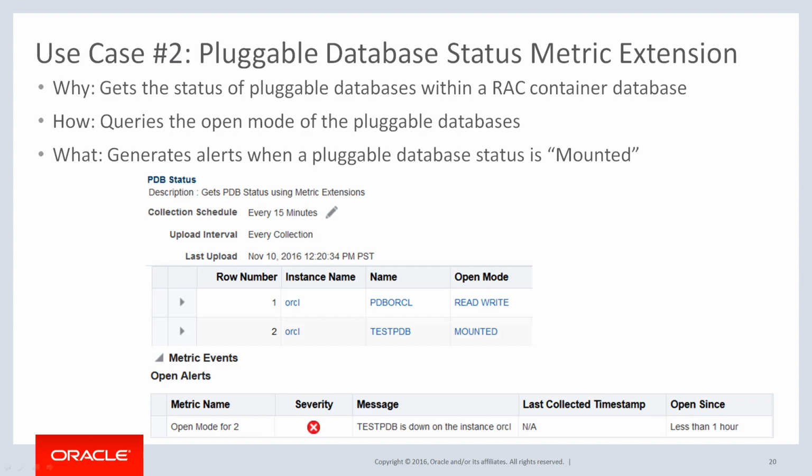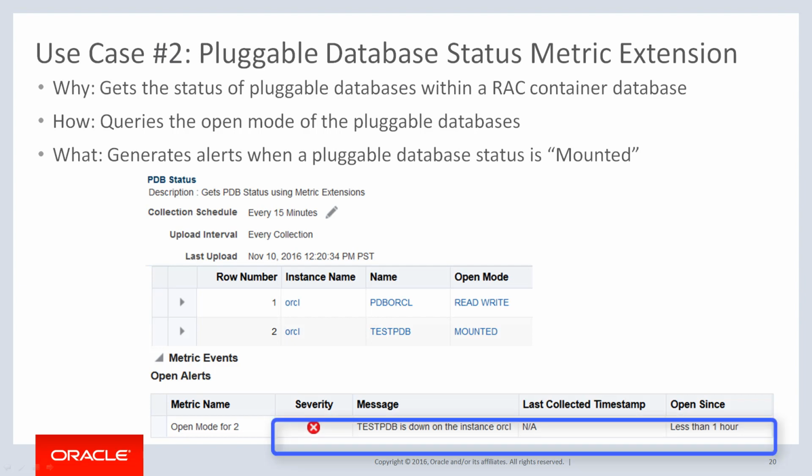In this example, there is a pluggable database called test.pdb which is down. As you can see, this triggered an alert and the administrator will be notified.